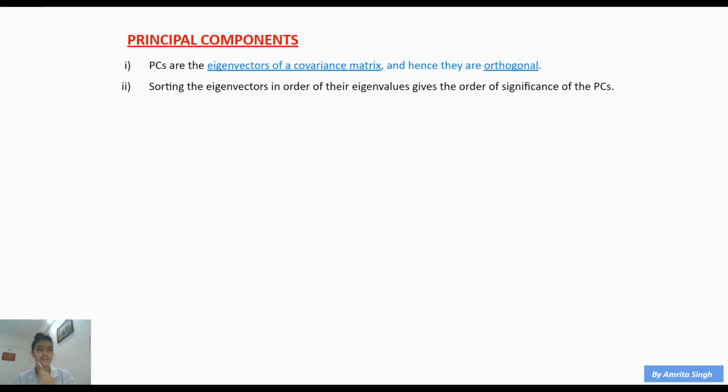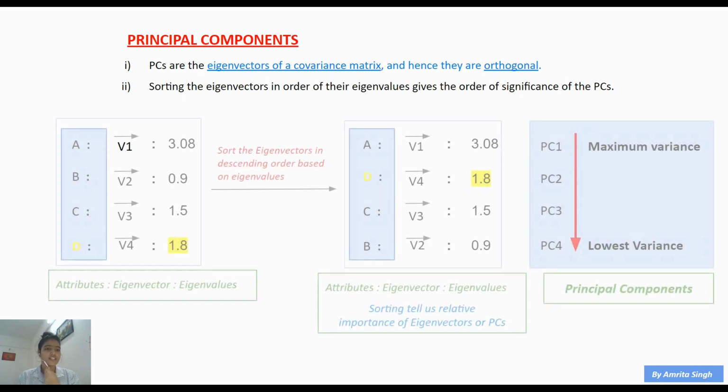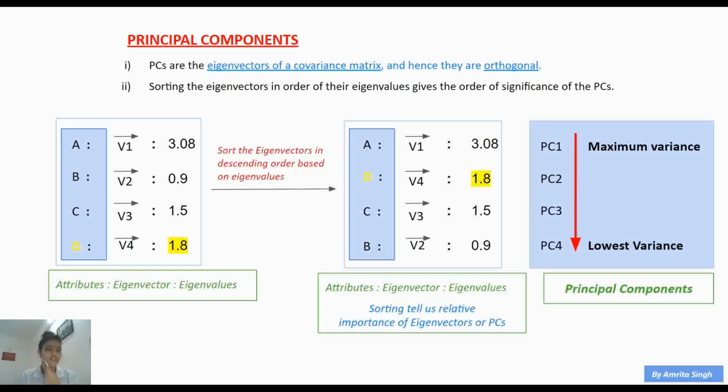You already know, right? I explained in the earlier slides that each component has two terms associated with it. First is the eigenvector, which tells you the direction of the spread of the data, and second is the eigenvalue, which tells you the magnitude of the variance captured by that component. So let's take the same covariance matrix with attributes A, B, C, D. Eigen decomposition gave 4 eigenvectors and the corresponding 4 eigenvalues.